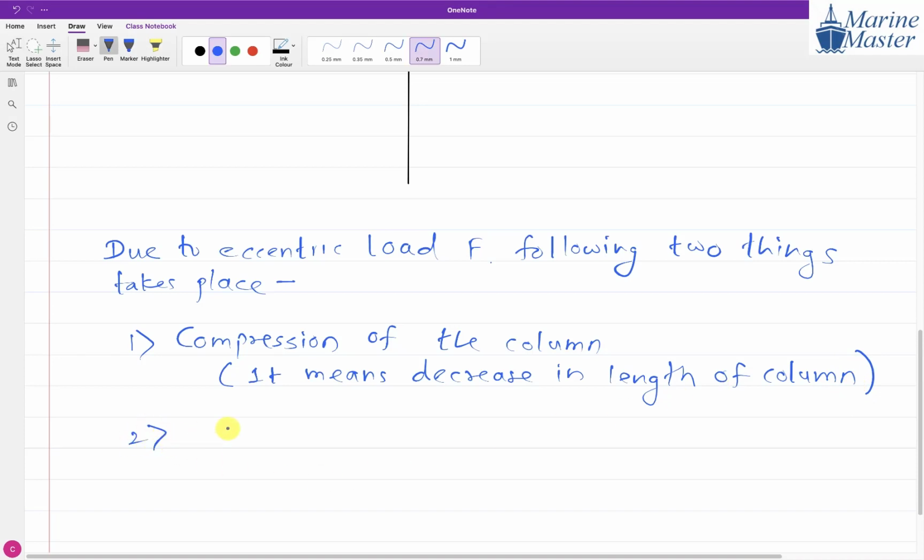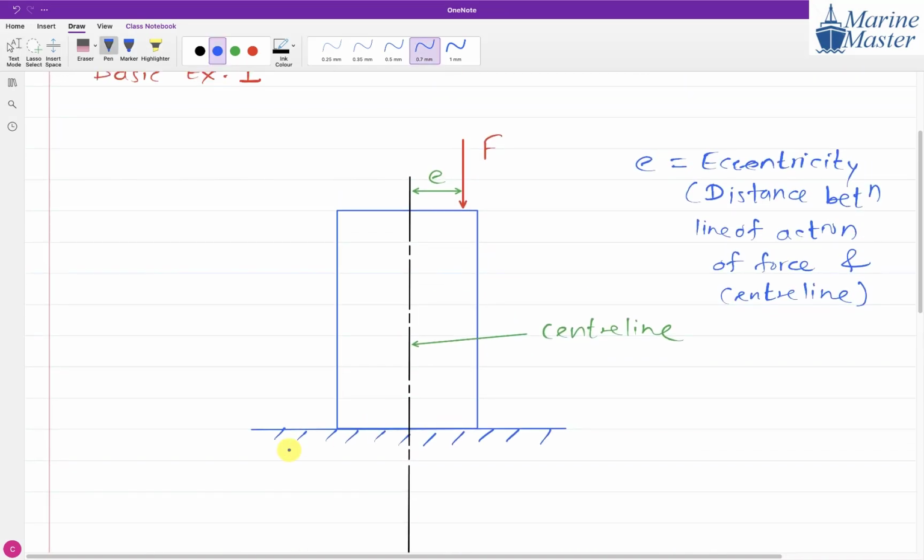And the second thing is what? Bending of the column. And what is meant by bending, guys? Bending means what? Because of this F, see, guys, I am drawing one rough figure. The column is going to bend like this. So this is meant by bending of the column. Everyone got it?